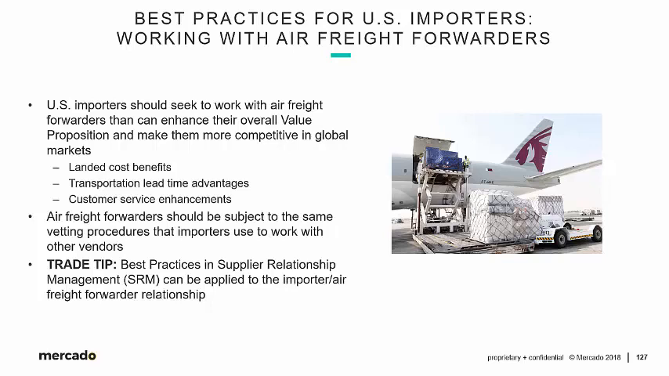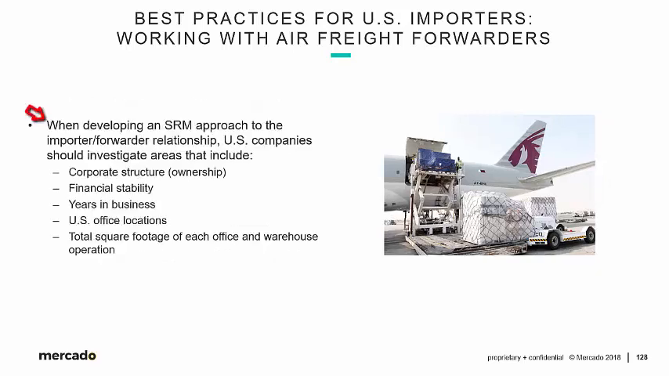Let's see how. When developing an SRM approach to the importer-forwarder relationship, U.S. companies should investigate areas that include corporate structure. We're talking about the freight forwarders now. What is the structure? Is it a sole proprietorship of a local forwarder that we wish to work with? Is it a publicly traded company with 80,000 employees around the world and hundreds of offices? These are not exaggerated numbers. A corporate structure of a forwarder could be a sole proprietorship with 10 people in an office in Cleveland, Ohio, or a multinational publicly traded company with 80,000 employees and hundreds of offices around the world. We need to know what the structure is.